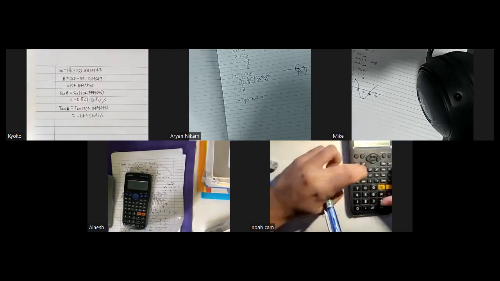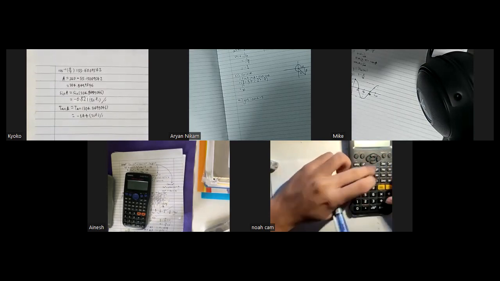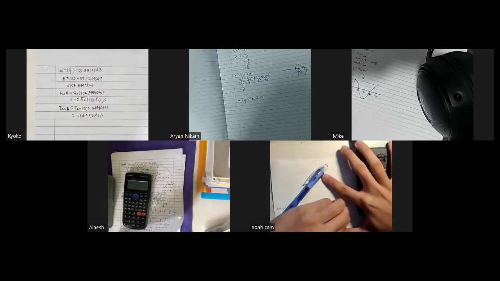Kyoko, are you ready? Ready. All right. Ainesh, are you ready? Yeah. All right. I'm going to erase, and then please try it on your paper, and I will guide you as you try. Okay, erasing.